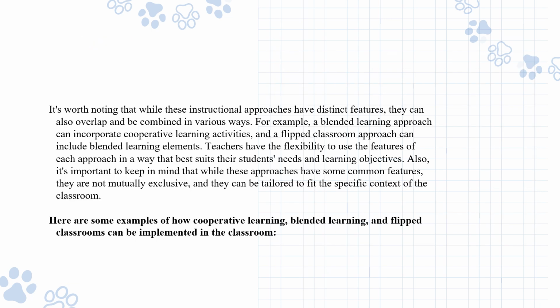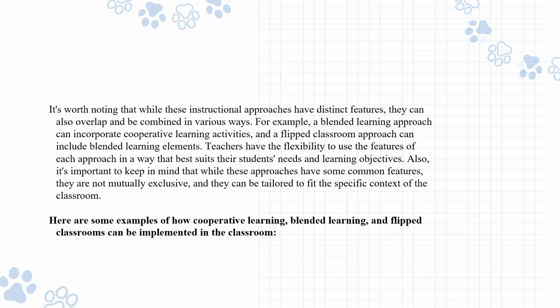It's worth noting that while these instructional approaches have distinct features, they can also overlap and be combined in various ways. For example, a blended learning approach can incorporate cooperative learning activities, and a flipped classroom approach can include blended learning elements. Teachers have the flexibility to use the features of each approach in a way that best suits their students' needs and learning objectives.